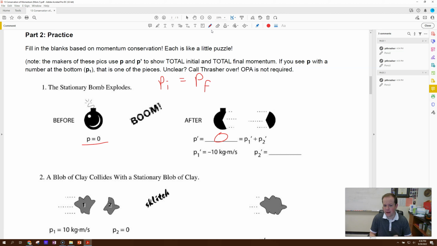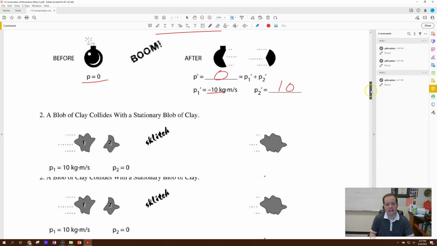But they give me more information. This bomb is moving to the left with a momentum of -10. But remember, the total momentum needs to be 0. So what do I place right here so that the total momentum is 0? It has to be +10. I'm not going to write down the units because this first part is pretty quick. Because -10 plus 10 is 0. How did I know it was 0? Because that was the total momentum before. Momentum is conserved. It stays the same.